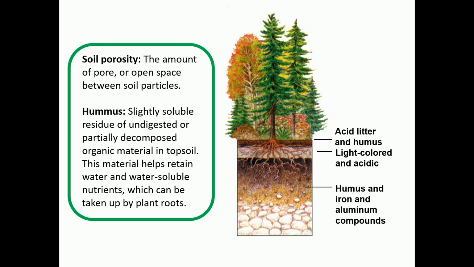And then lastly, humus. Humus is a phrase. I know it sounds like a spread that you would put on crackers. Humus is the phrase that describes the slightly soluble residue of undigested or partially decomposed organic material in topsoil. This material helps retain water and water-soluble nutrients which can be taken up by plant roots. So it's this residue, it's this material within the topsoil which plays a role in retaining the nutrients. It's tied up with the organic material of that topsoil. It's called humus.